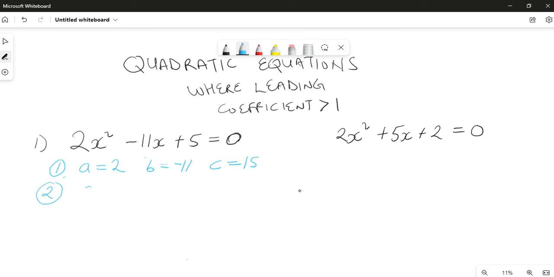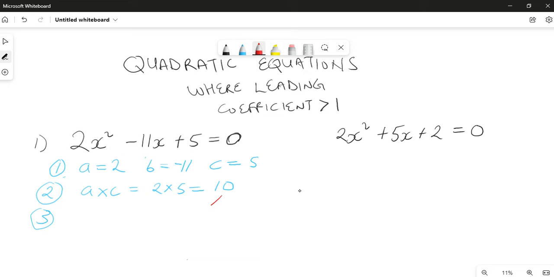Same steps. Step 2, you're going to say a times c. Our c equals 5, not negative, not 15. A times c, that's going to be 2 times 5, that gives us 10. Then we have to look for two factors so that when we add them, they give us negative 11, and when we multiply them, they give us 10.